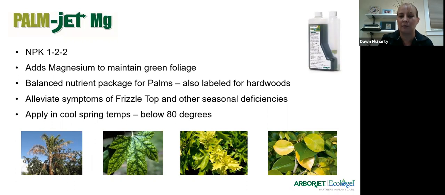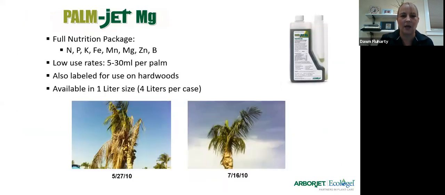So we have the balanced nutrient package in there, which ironically the label is also for hardwoods. So you can use Arborjet on your hardwoods if you want to add some NPK to your application. But we did actually create this for palms. And again, just reiterating, we want to do our applications below 80 degrees. We don't want to be injecting in warm temperatures. And this was just some early results that we were showing on Frizzletop. And you can see by just giving it the nutrient it needs, the palm's able to recover and grow appropriately.